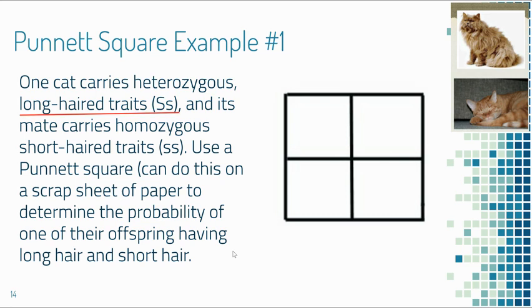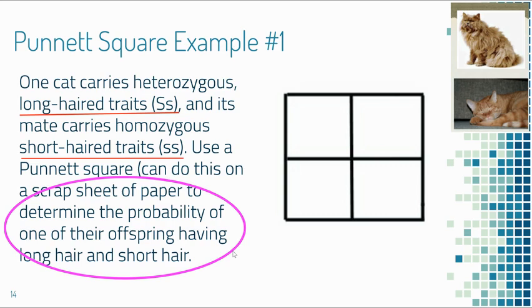So when we start off with any scientific word problem, I like to underline keywords and numbers, and then I like to circle what it is that we are trying to solve. So long-haired cat, capital S, lowercase s, heterozygous. Short-haired cat is the other parent, two lowercase s's, or homozygous recessive. And we are trying to solve the probability of one of their offspring having long hair, and what is the probability of their offspring having short hair.